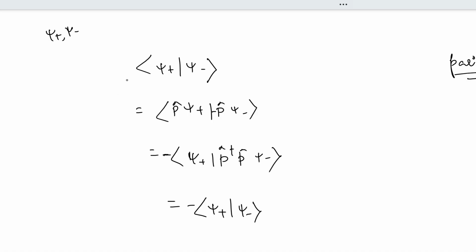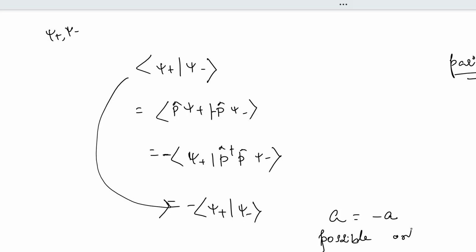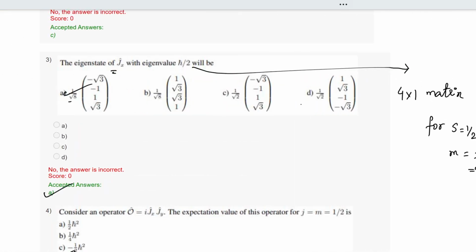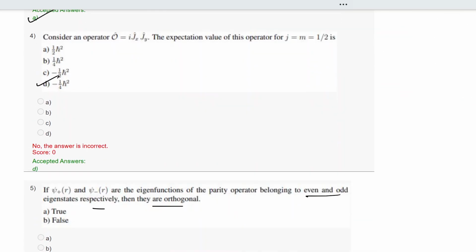So this is psi plus I minus inner product is minus the same inner product. So this is like saying A equal to minus A, which is not possible, but only possible if A equal to 0. That means the only option is psi plus and psi minus inner product is 0. So they are orthogonal.